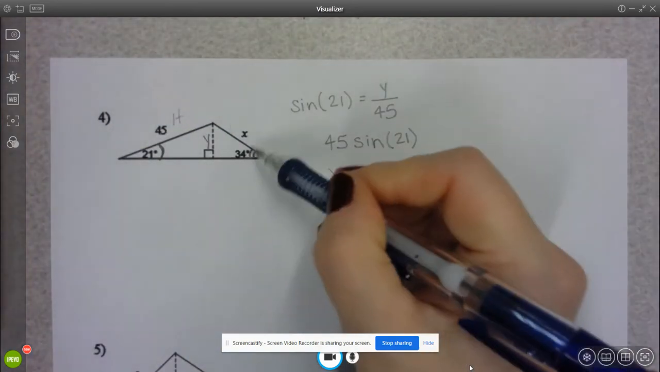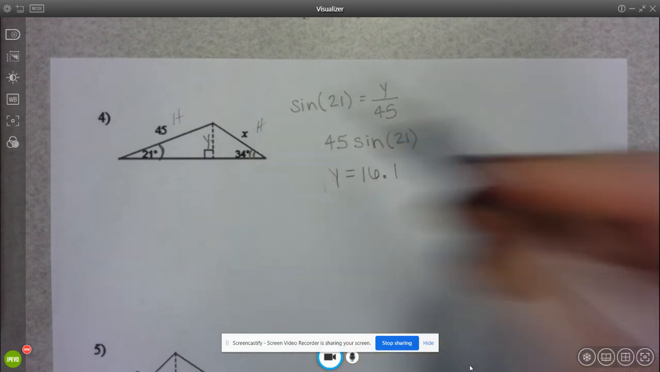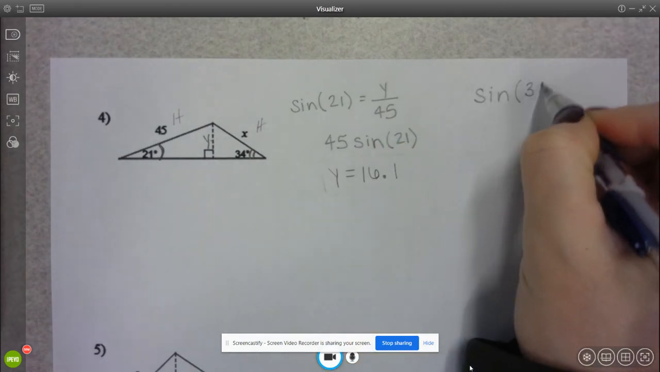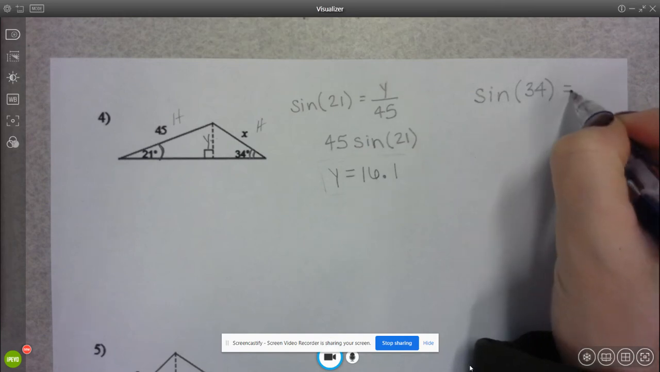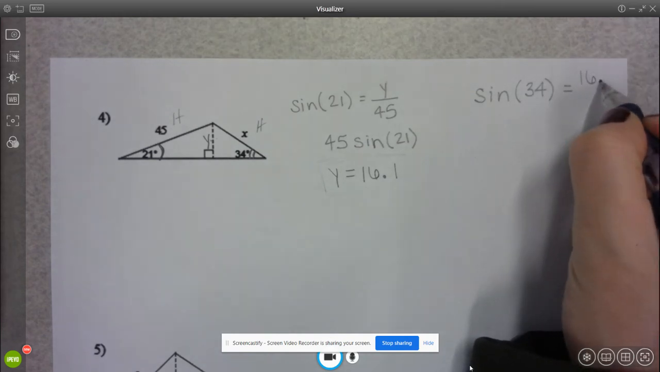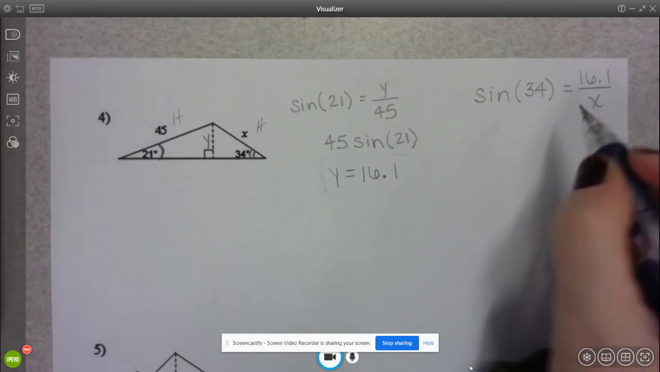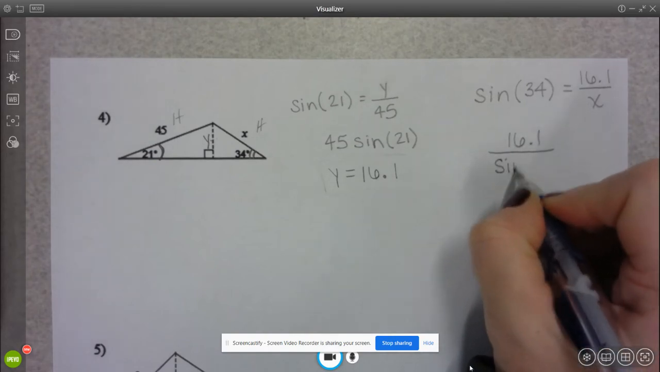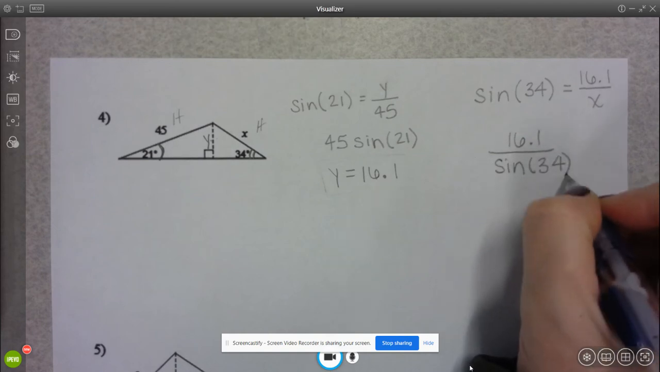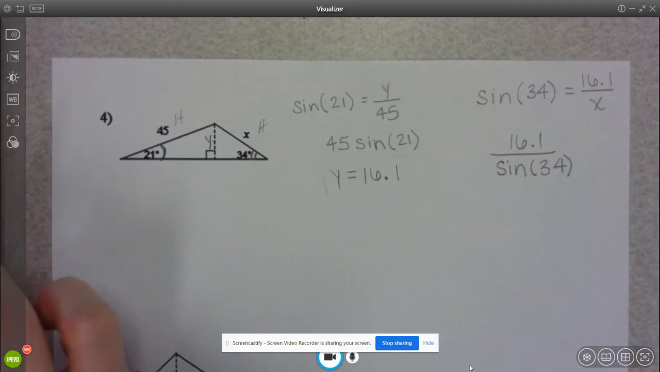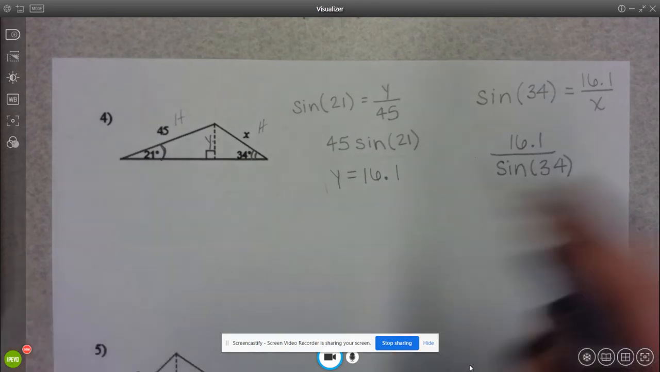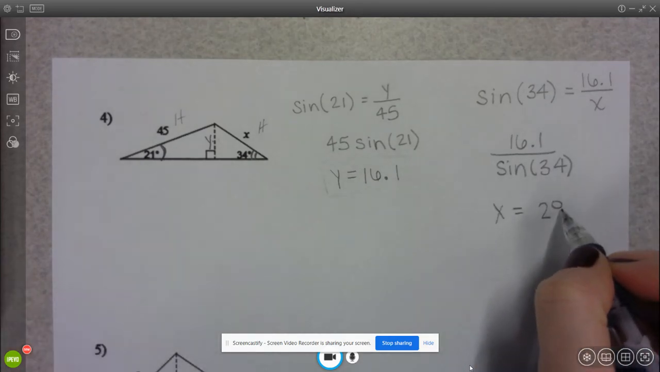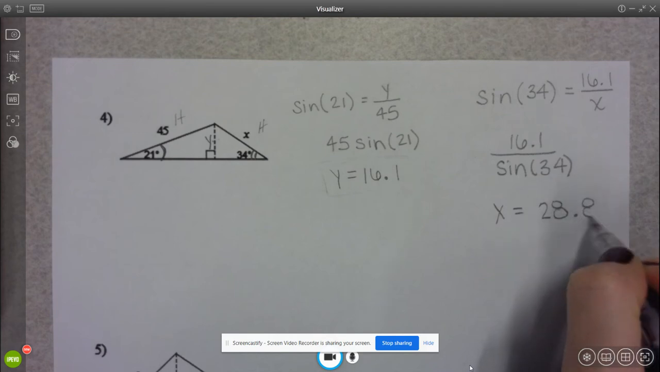So to find x, I have opposite and hypotenuse again. Y is 16.1. So in my calculator, doing 16.1 divided by the sine of 34. So I get that x is 28.8.